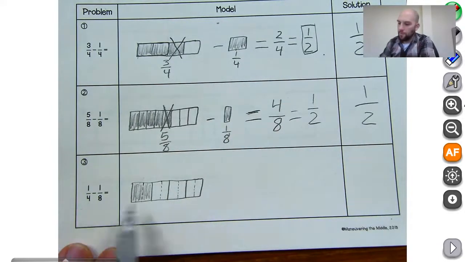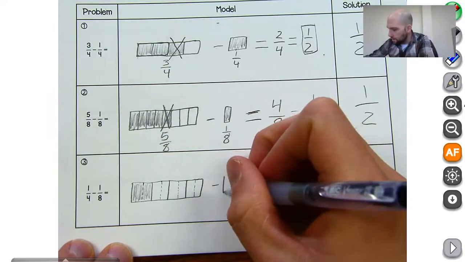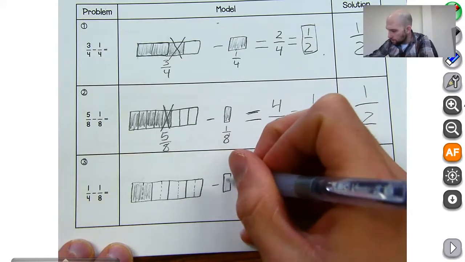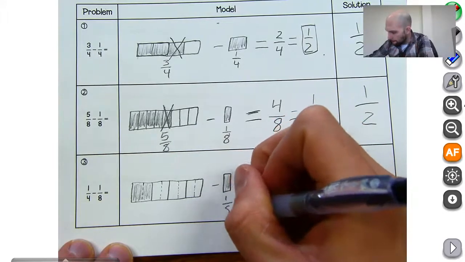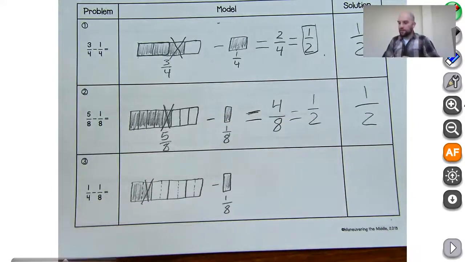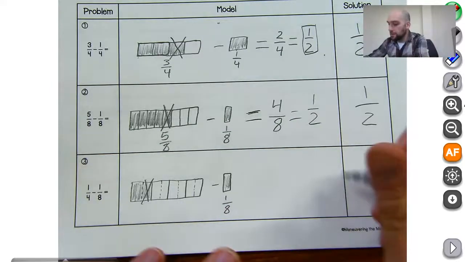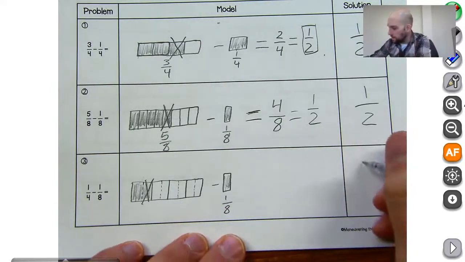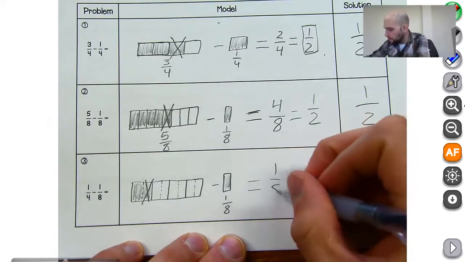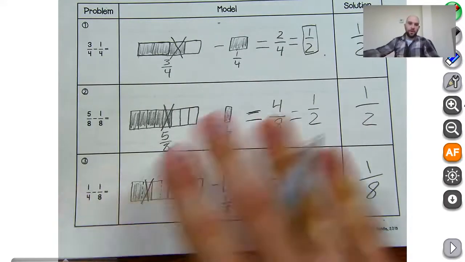So when we have 1/4, we really have 2/8 here, and we're going to subtract 1/8 again. So I'm just going to cross out one of these eighths. And what do we have left? Well, we have like 1/2 left. But if we look at it in eighths, well, we have 1 out of 1, 2, 3, 4, 5, 6, 7, 8. We have 1/8 left. So 1/4 minus 1/8 is 1/8. That's as simplified as we're going to get it. So our solution is 1/8.